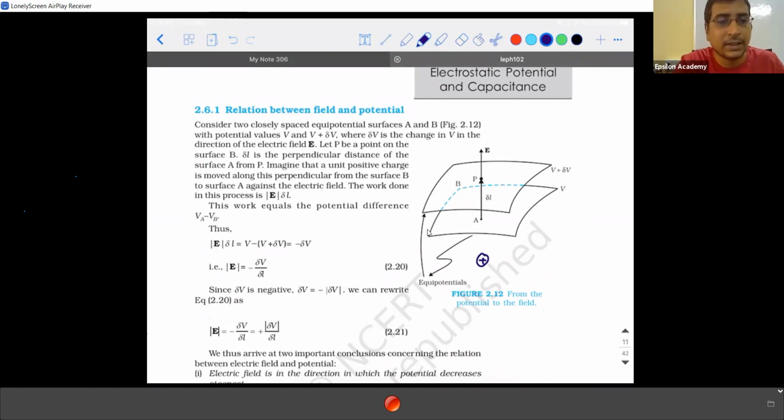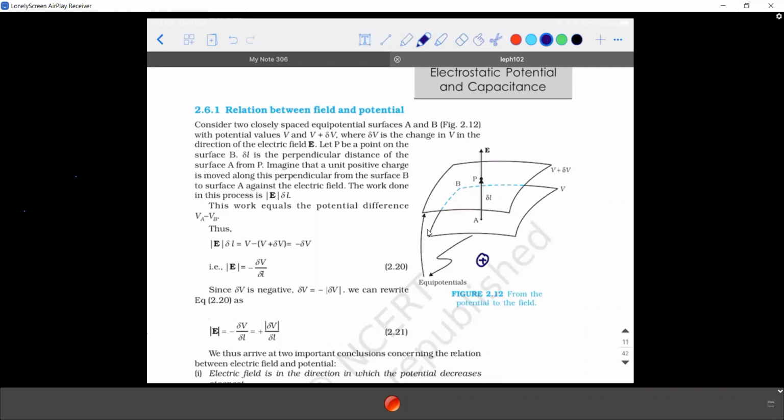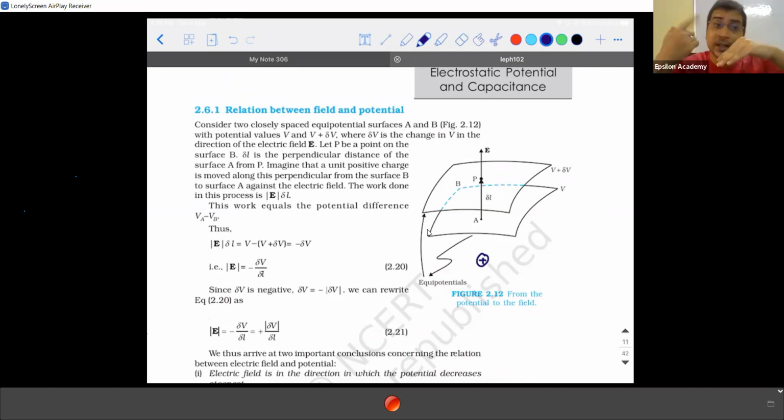It is varying by a factor of delta. Slightly above this, which surface will have lesser potential? Logically tell me. Which surface will have lesser potential? The one which is closer to the charge will have higher potential, because potential is inversely proportional to distance. That's why I told you don't look at the textbook. The one which is away from the charge will have lesser potential. So the change I'm making here is, instead of V plus delta V, I will say this is V minus delta V. Are you able to understand?